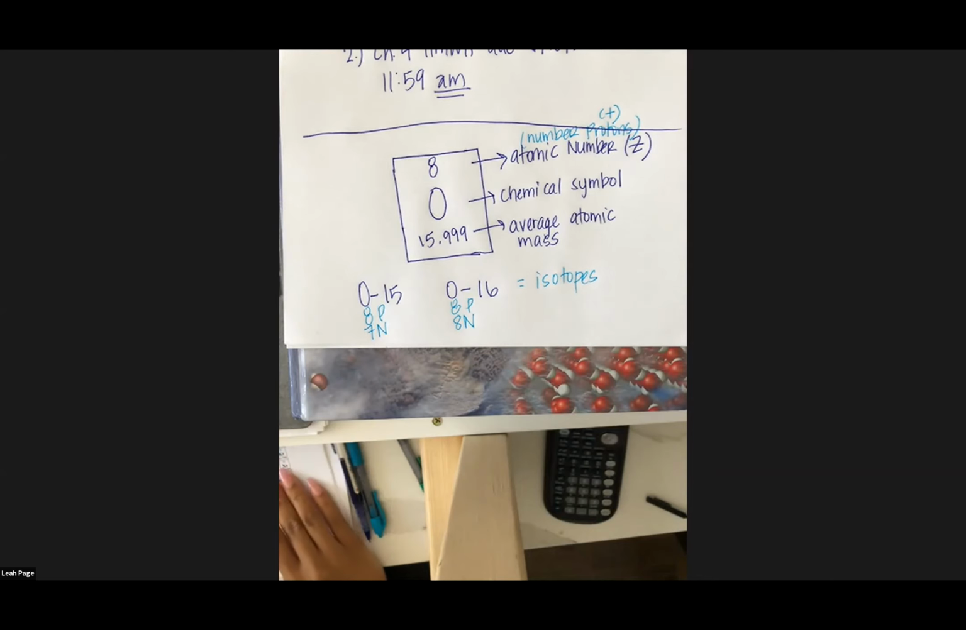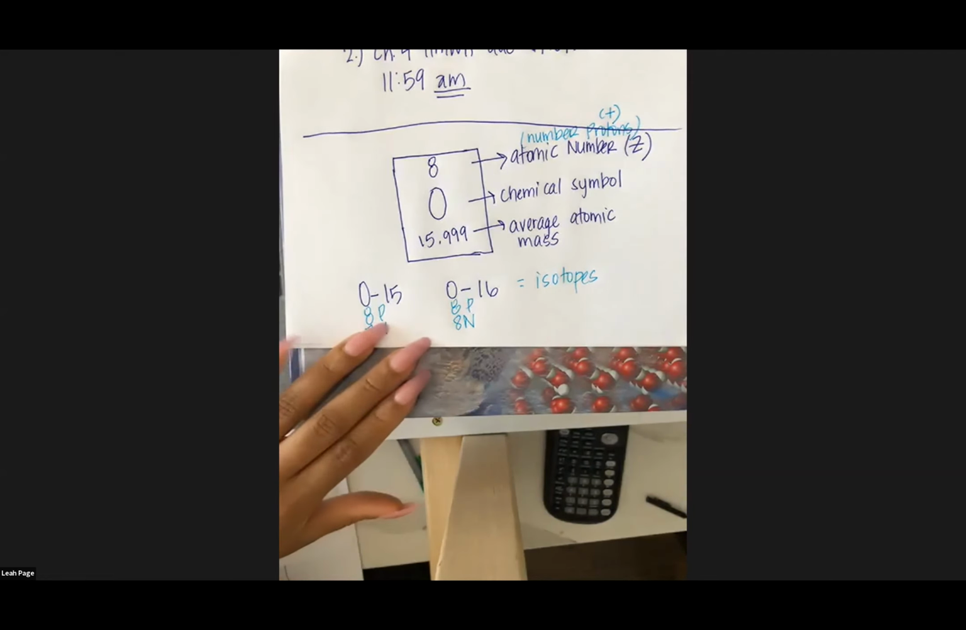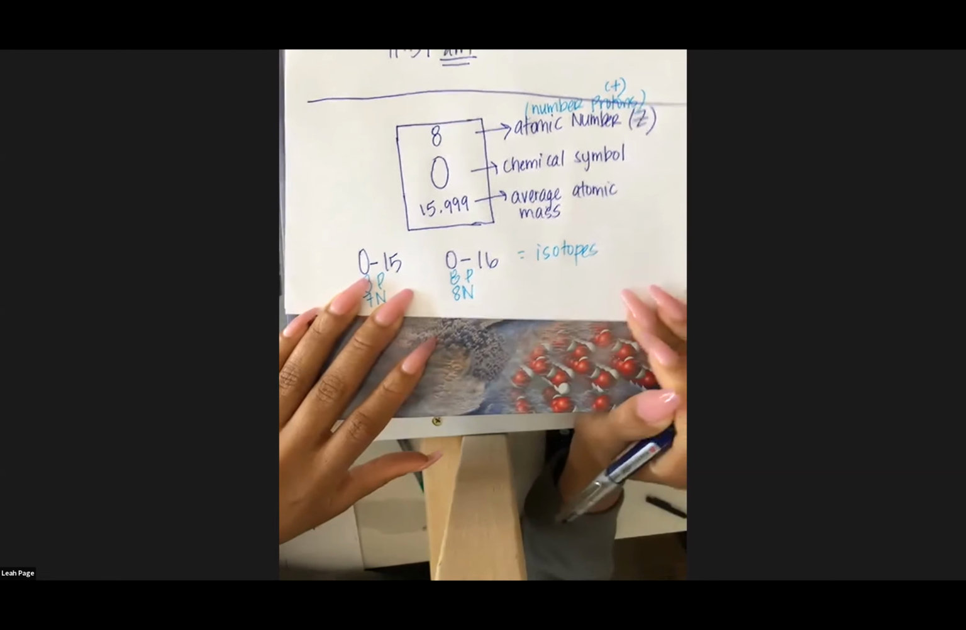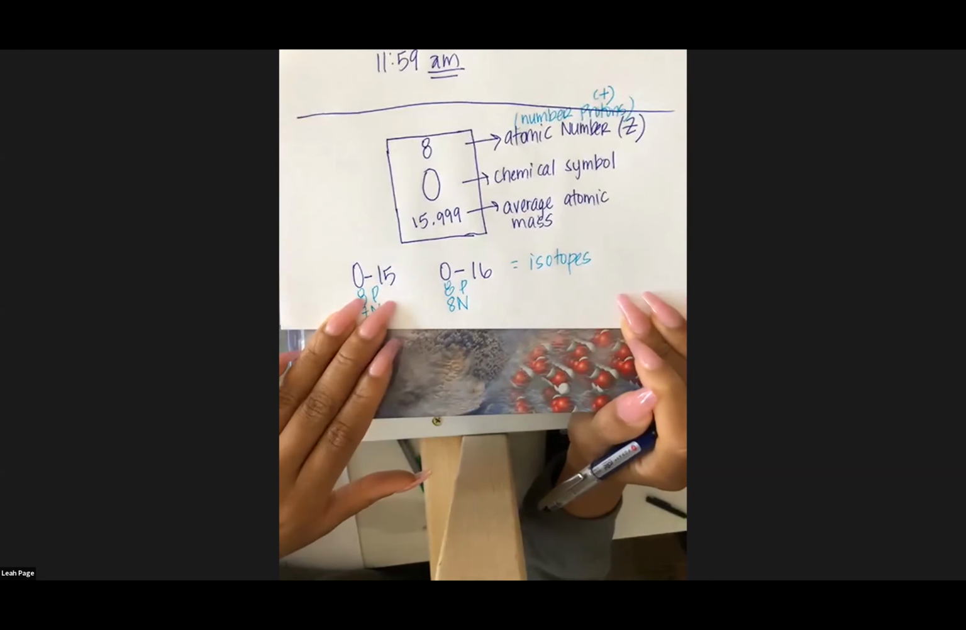All right, so remember, these are isotopes. You can also have ions of oxygen. An ion of oxygen, does anyone know what it would look like? Can you guys tell me what the charge on an ion of oxygen would look like?